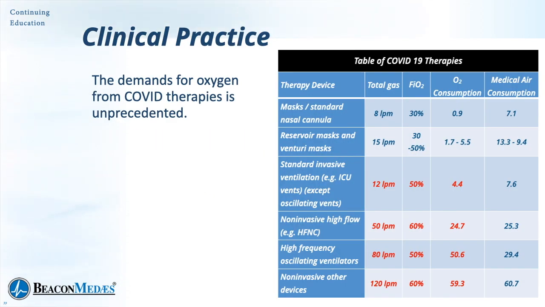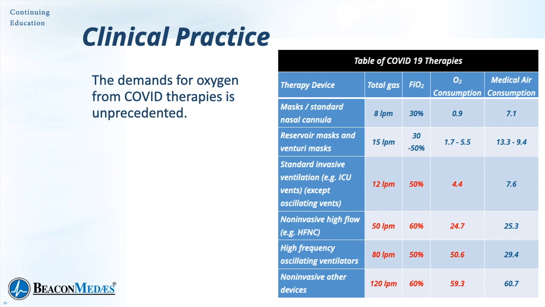Now the problem that we're finding is the amount of oxygen that they need is very unprecedented. So whereas traditionally we might use 8 liters a minute through a mask or a nasal cannula, that would be a fairly high level, and that would be the total gas. Remember that the FiO2 is then 30%, which means the oxygen is only 0.9 liters a minute. The rest is made up with medical air. We're going to mix oxygen and air to get that FiO2 and deliver the total amount of gas to the patient.